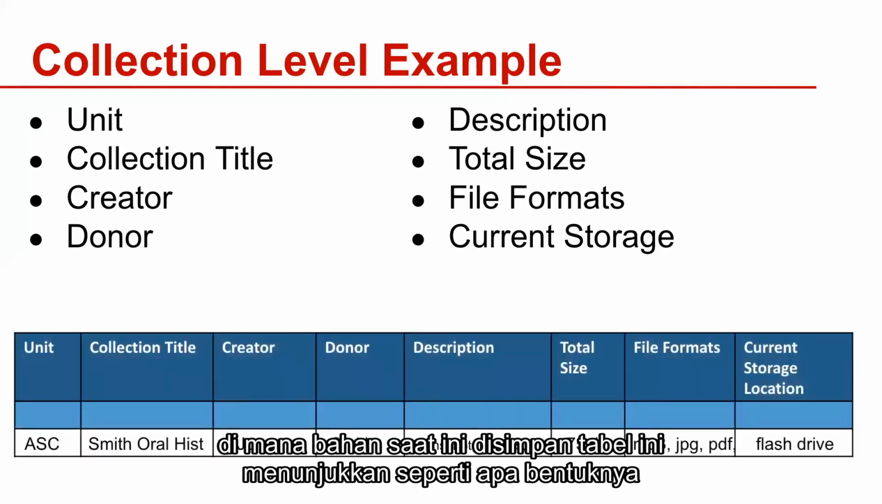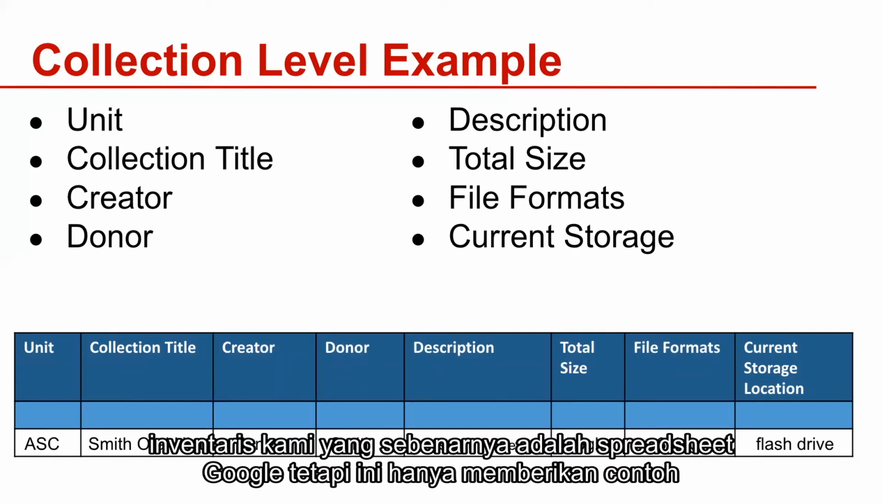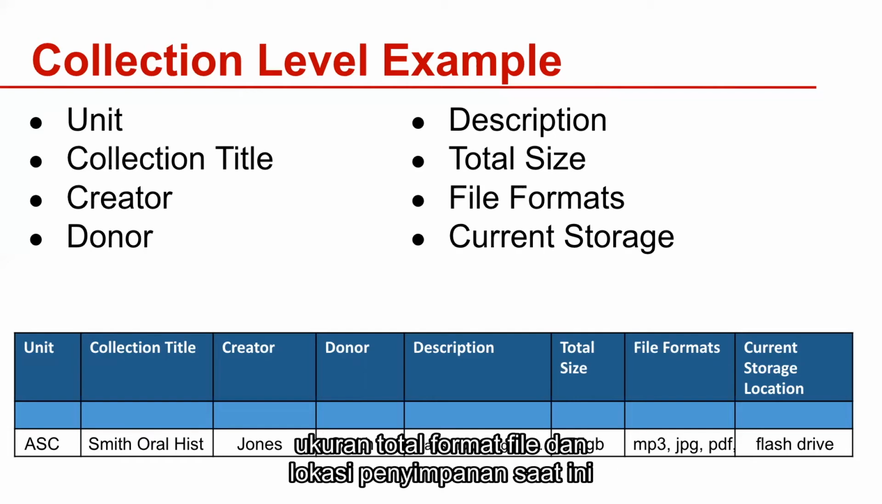This table shows what that might look like. Our actual inventory is a Google spreadsheet, but this just is giving an example of the unit, recording of the collection title, creator, donor, a description, total size, the file formats, and the current storage location.